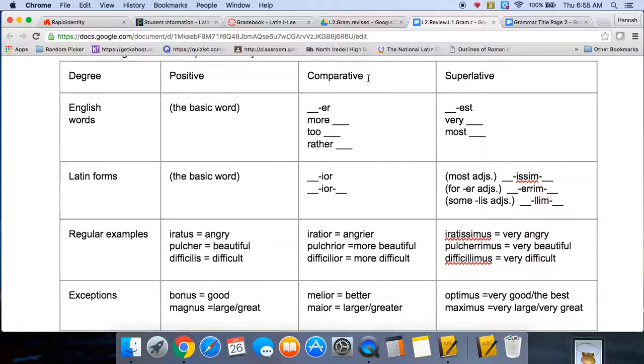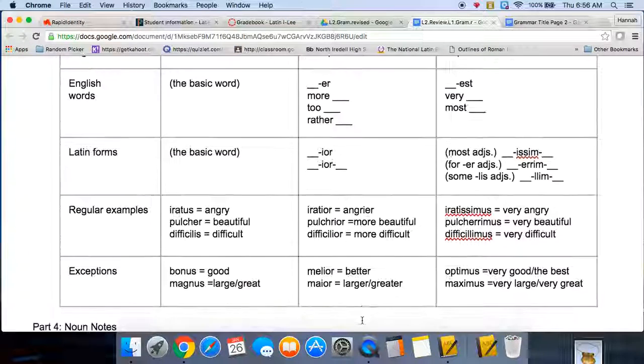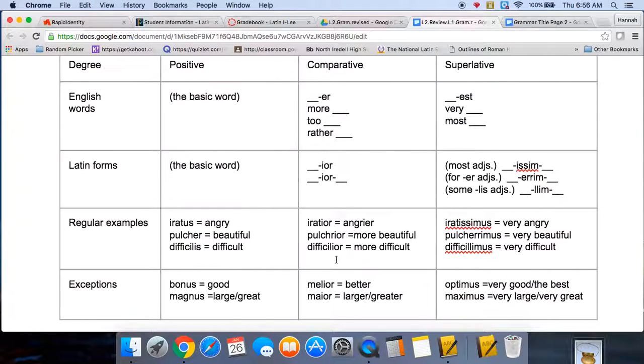The next step up is called the comparative. This is when you have 2 different items that you are trying to distinguish. One of them could be clearer, more clear, too clear, rather clear, and in Latin you're going to have -ior. Sometimes -ior will be by itself, sometimes -ior will have an ending after it. It depends on what case the adjective is in. And you have some examples down here. I didn't give you any with the endings after it, but iratior, if you added an -em to the end of it, it would make angrier be in the accusative singular.